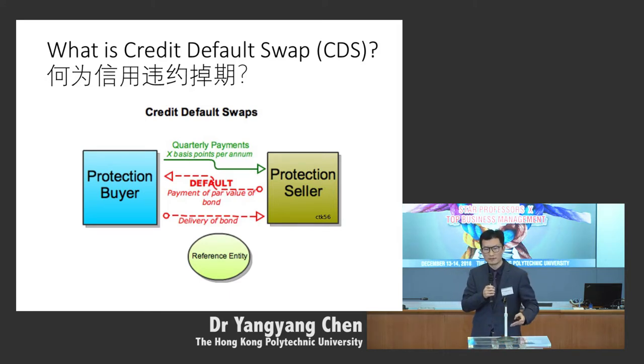If the reference entity, the firm, stays solvent and healthy, then nothing happens. But once the firm defaults on the debt, for example, the firm goes bankrupt and doesn't have enough capacity to repay the loan, then the CDS buyer can get compensation from the CDS seller. So it's very similar to the lenders lending money to the firm and, at the same time, buying insurance. In case the firm defaults, they can get compensation.